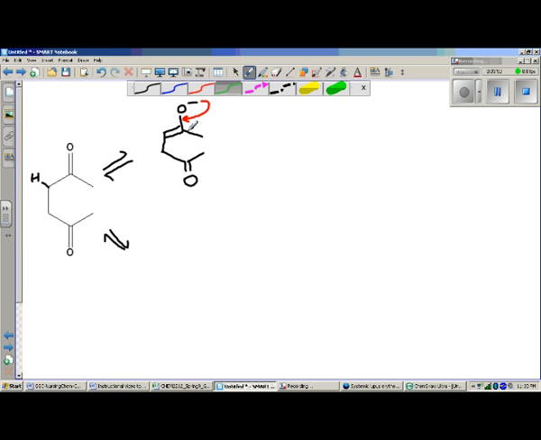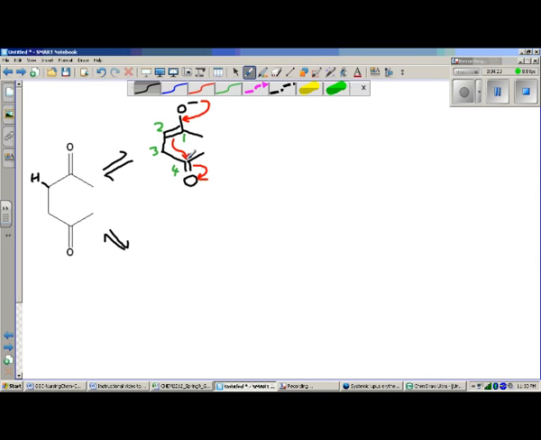Now let's number our carbons here: 1, 2, 3, and 4. The electrons come down and they would attack the carbonyl group and kick the electrons onto the oxygen. Now let's be careful in seeing what happens here. It's carbon 2 that is the nucleophilic carbon. So carbon 2 has formed a bond to carbon 4. You've attacked one part of the molecule with another part of the molecule.